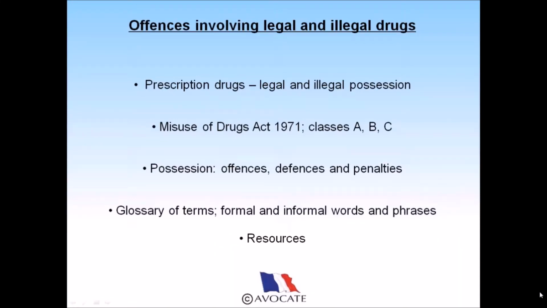If we consider the topics for tonight, they're going to be as follows. We're going to look at prescription drugs and legal and illegal possession of those sorts of drugs. We're going to be looking at, quite often actually, the Misuse of Drugs Act 1971, but in particular at classes, what we call classes of drugs, classes A, B and C, which are probably the most common classes that a lot of you will be working with.